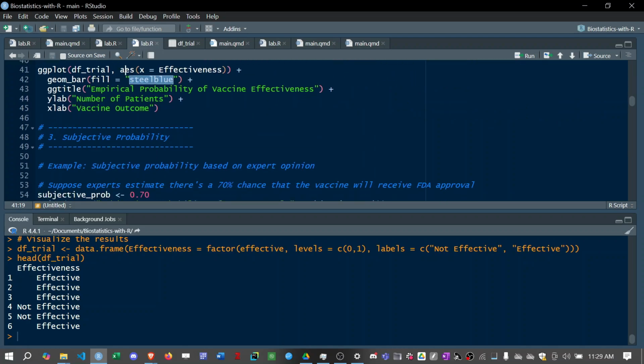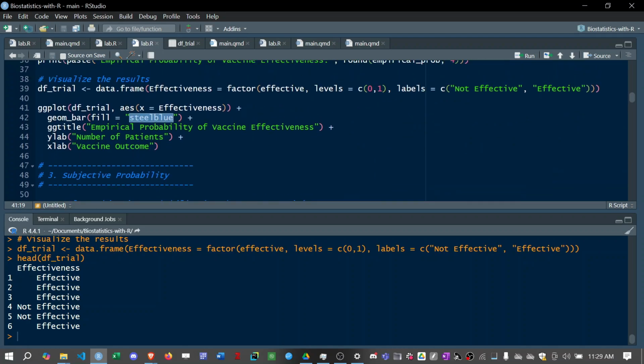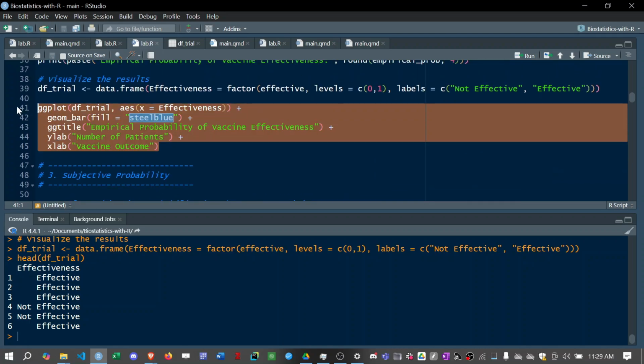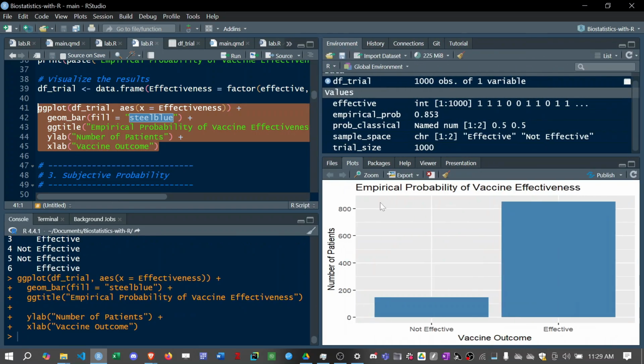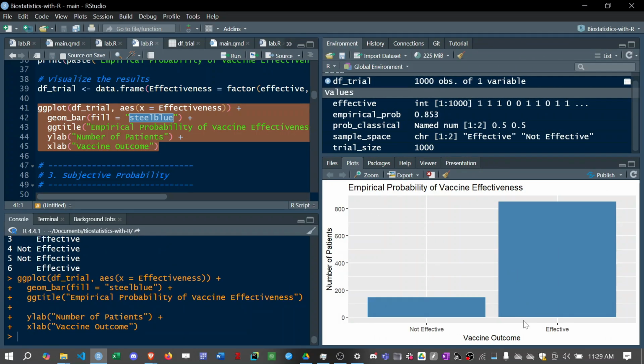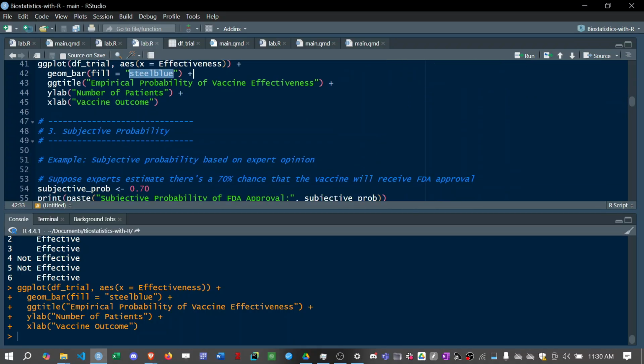Now I'm going to be using ggplot to plot a bar plot of it. So we plot a bar plot. You can see that those not effective number at around 850, and those that were effective number around 150. This is about empirical probability.